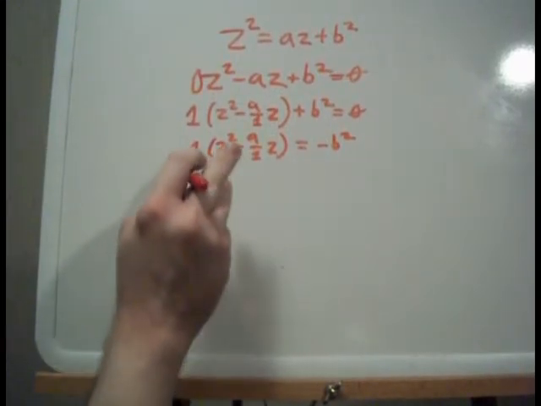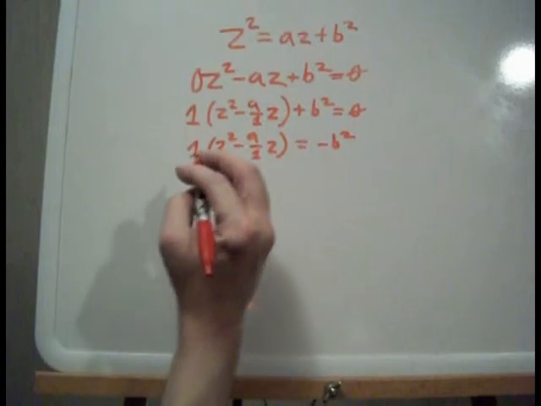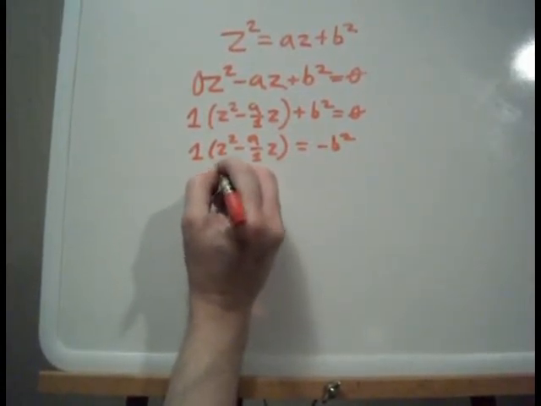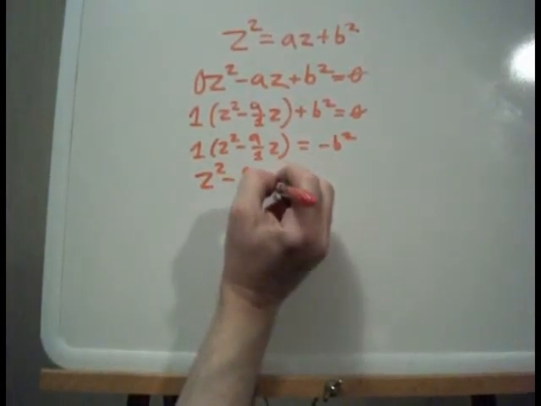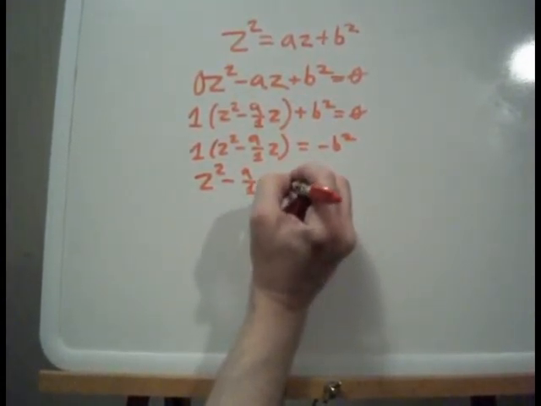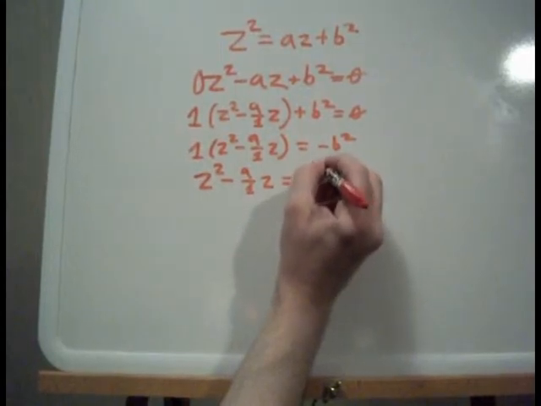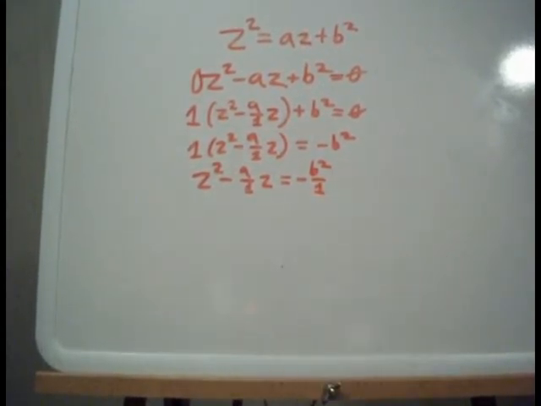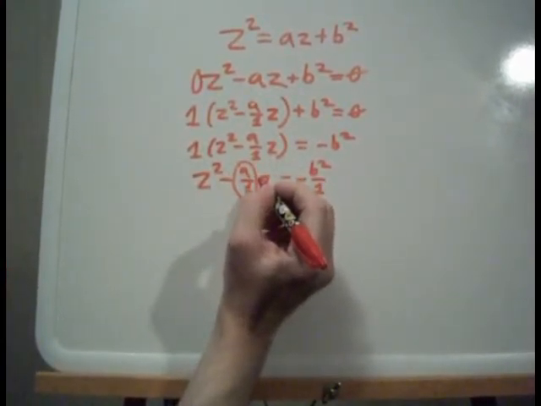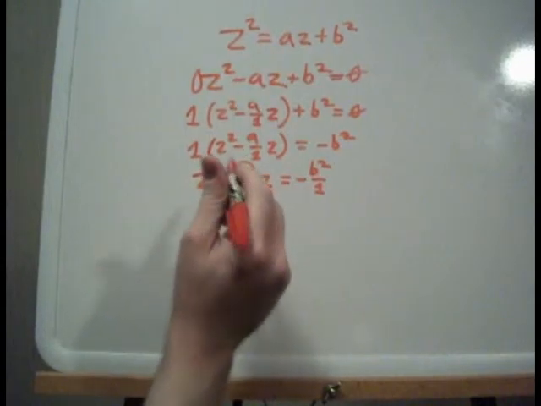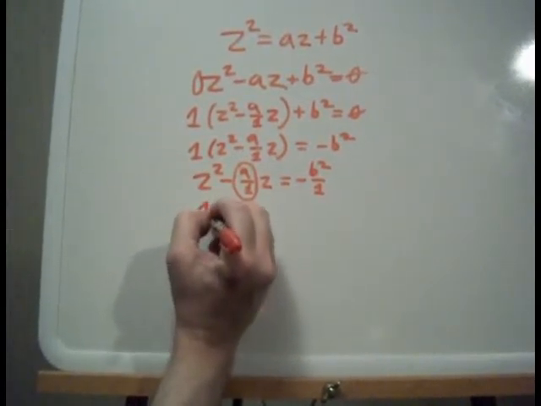Alright, now we're going to divide both sides of this equation by 1. So now we're going to have z squared minus a over 1 z equaling negative b squared over 1. And that's what we have. Now we need to complete the square. So what we're going to do is we're going to take this term, this is the b coefficient, we're going to multiply it by 1/2.